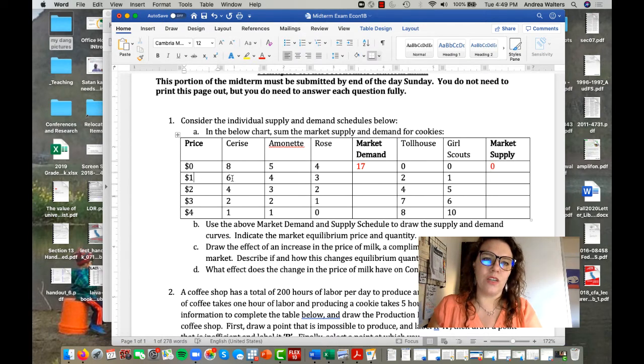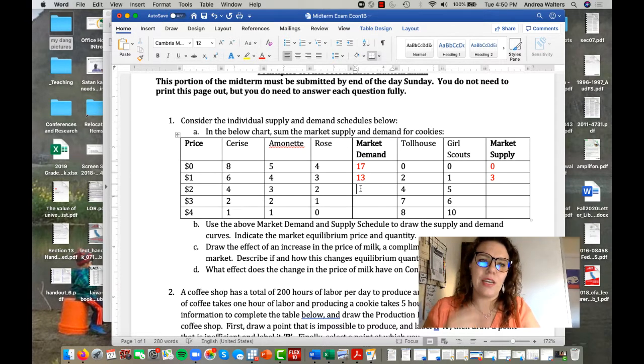At a price of $1, Cerise, Aminette, and Rose all want a little bit fewer cookies. At that price, Cerise wants 6, Aminette wants 4, and Rose wants 3, giving us a total of 13. On the other hand, Toll House is now willing to sell 2 cookies, and Girl Scouts are now willing to sell 1 cookie. So that gives us a total market supply of 2 plus 1 equals 3.